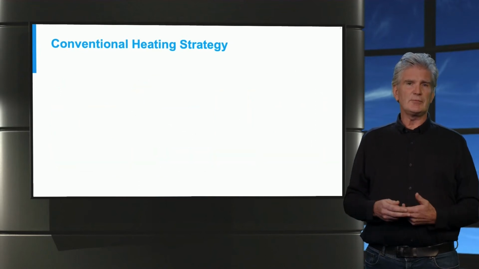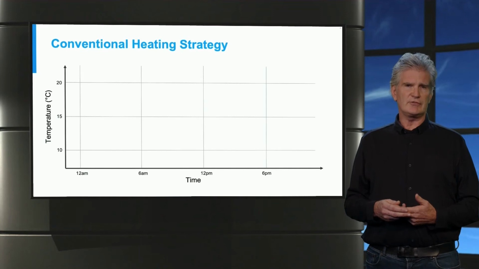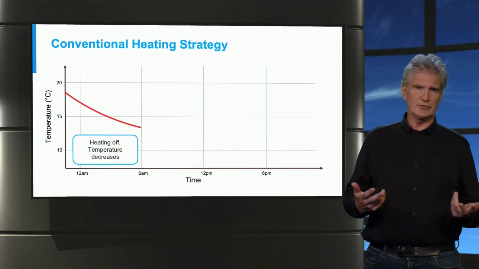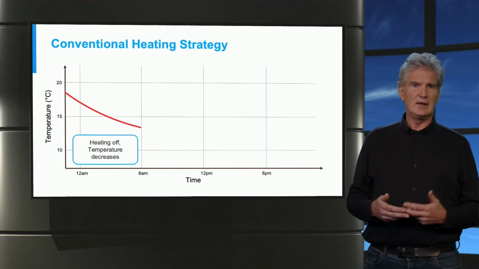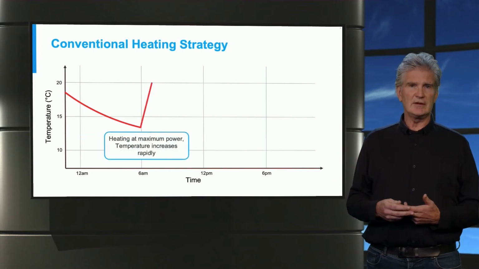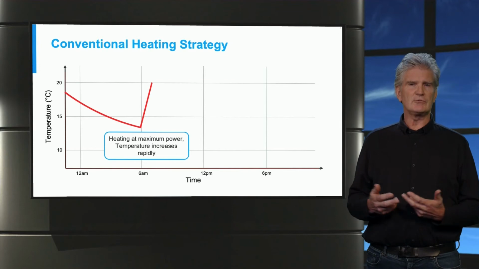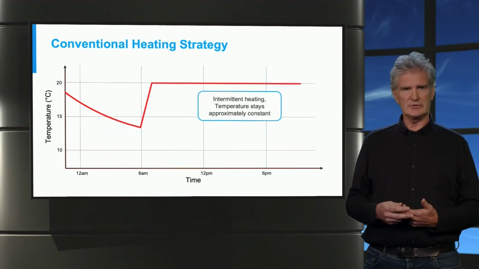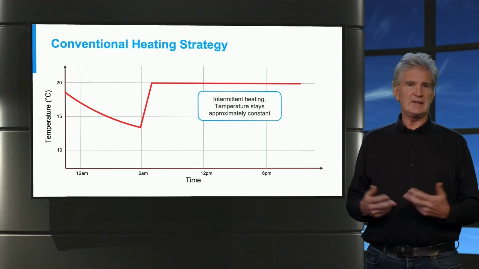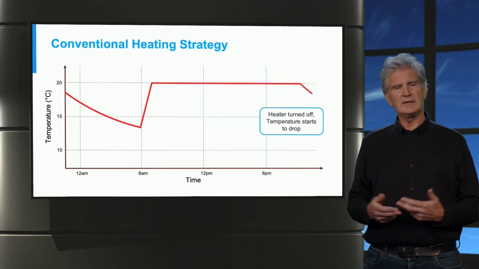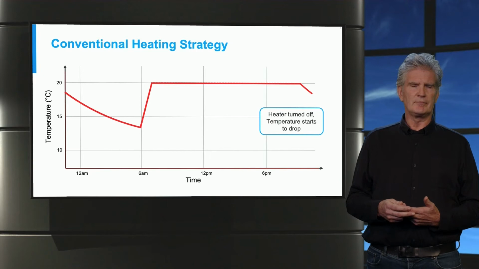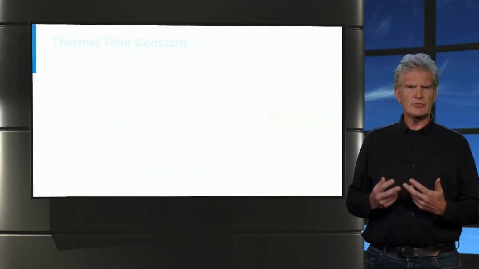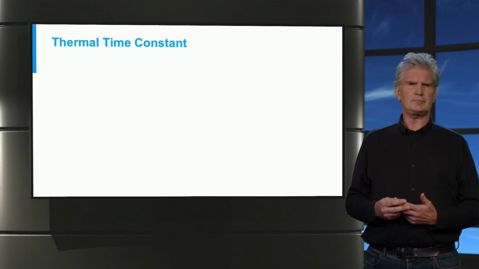Let's have a look at the temperature profile for the conventional control strategy. We start in the evening, we turn off the heating, and the temperature will drop down overnight. And in the morning, the temperature will rapidly increase. As soon as it reaches the required temperature, the heating power will be lowered and the temperature will be kept constant. At the end of the evening, the heating is turned off again and the temperature starts to drop. How quickly the temperature drops down, that depends on what we call the thermal time constant.